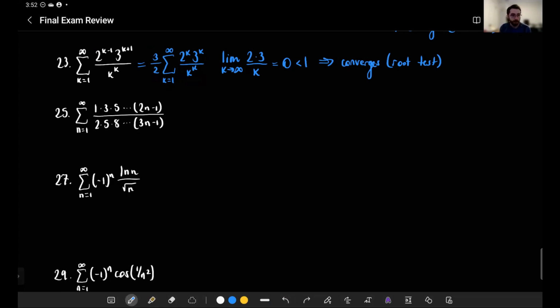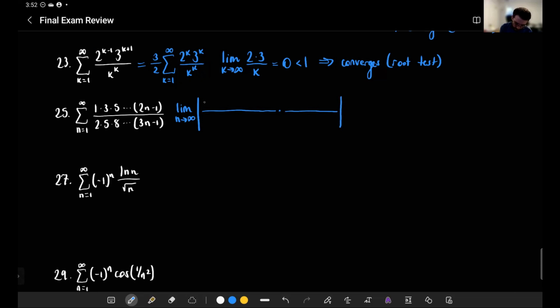All right, 25 tends to stump people. Usually what I recommend is write out what the terms look like, but that takes a while and I don't want to waste more time. So what I'm going to say is this is really amenable to ratio test. So ratio test looks like this. It's going to take up a lot of space.